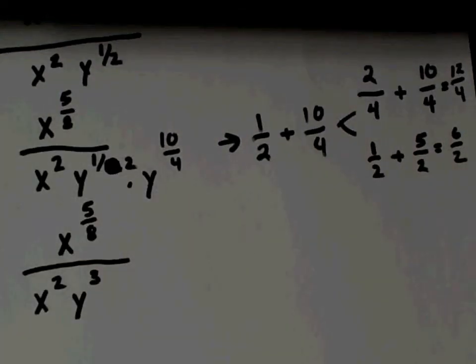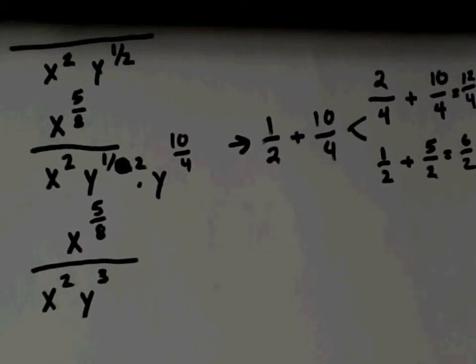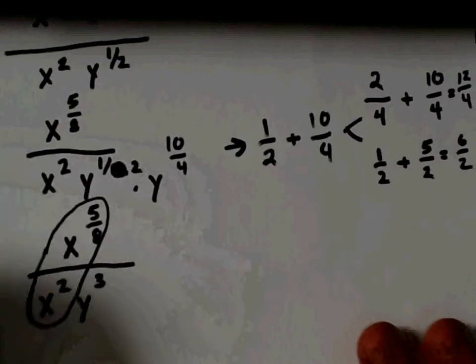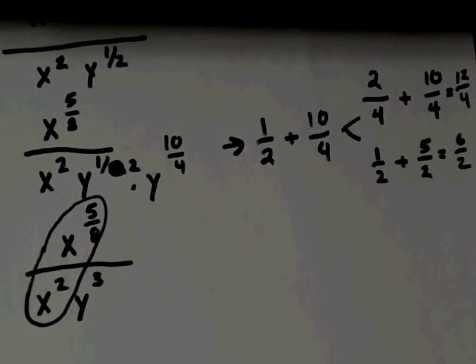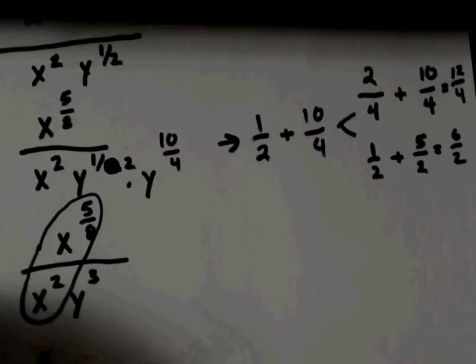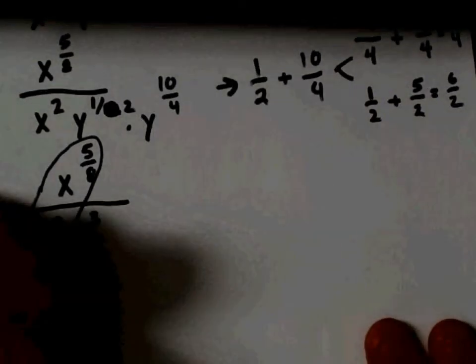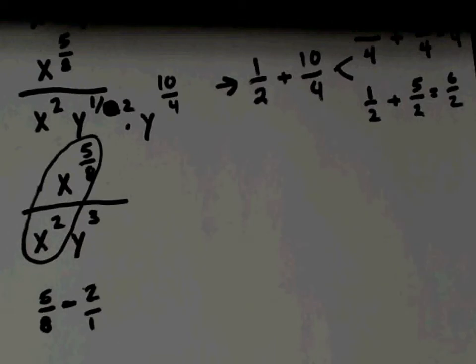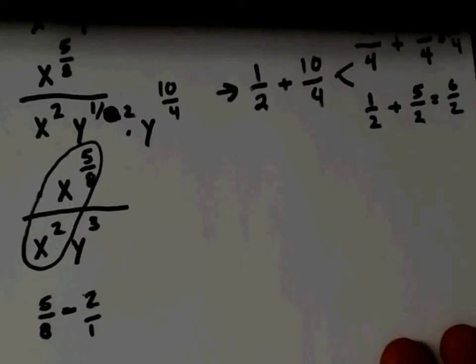that right there? Is that correct? Do I have to rationalize anything? Now, let's look and see what would happen if I did quotient rule right here. What happens if I do quotient rule right there? That would be 5/8 minus 2, or 2 over 1. What's the common denominator?